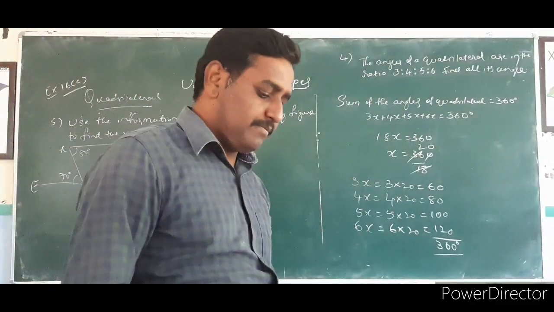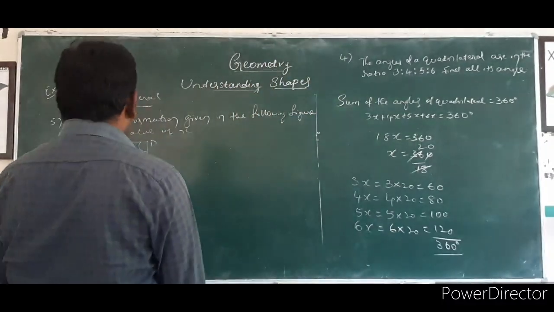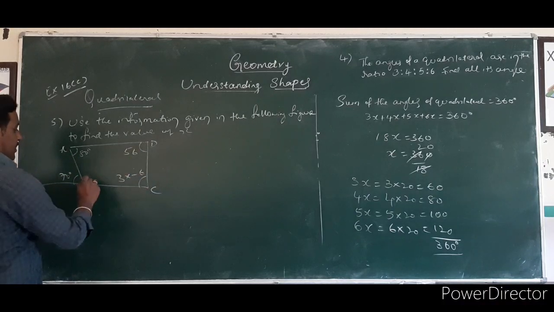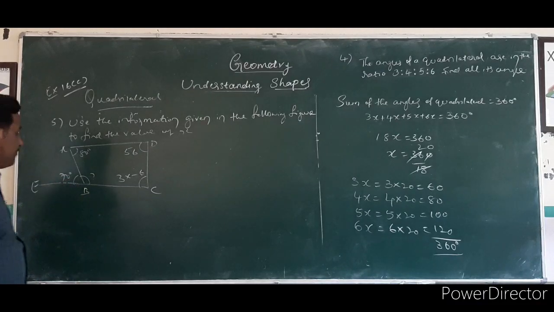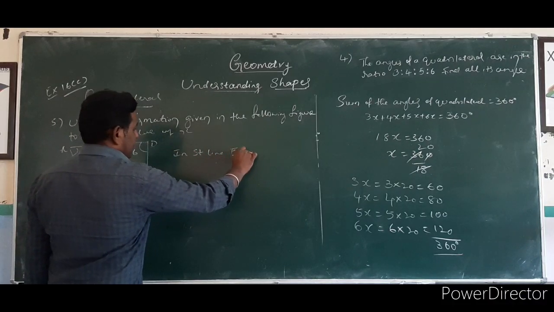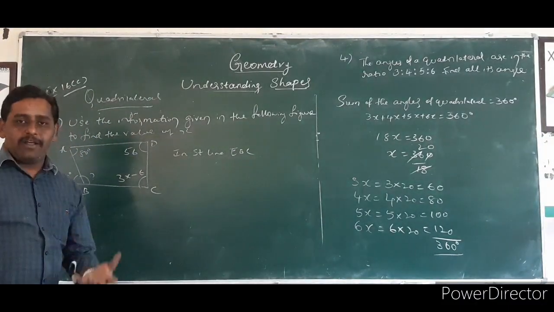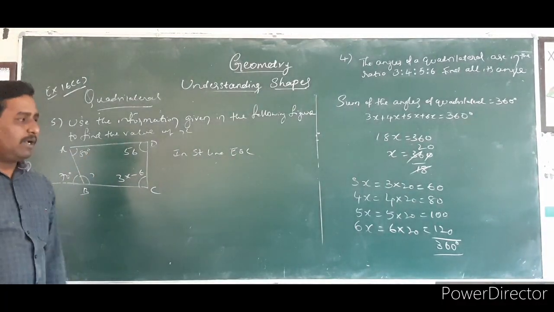In this question, we have to find the value of x. Here ABCD is a quadrilateral, but we don't know one of its angles. That's why we use the straight line EBC. In a straight line, the sum of the angles is equal to 180 degrees. If you add all the angles on the straight line at a vertex, the sum must be equal to 180 degrees.